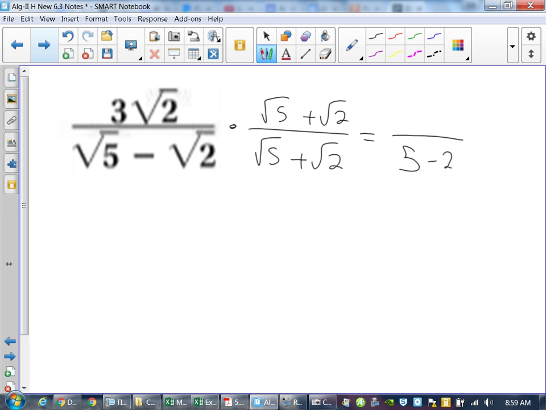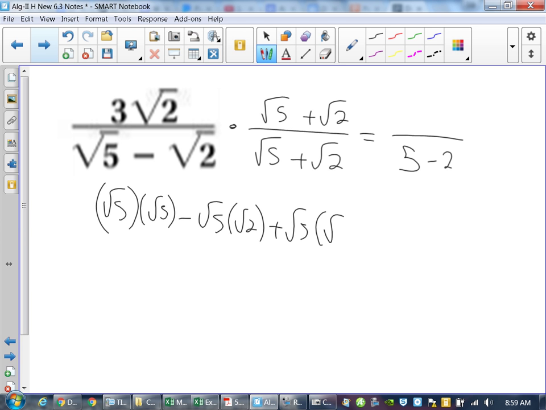All right, so what happened here is we FOIL it out. We get root 5 times root 5 minus root 5 times root 2 plus root 5 times root 2 minus root 2 times root 2. The middle terms drop out, okay? If I FOILed all of this out, this goes away. What's the square root of junk times the square root of junk? Junk. So what's the junk here?